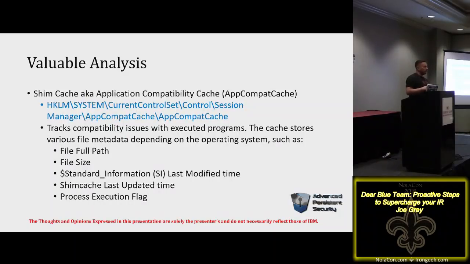Another one, the shimcache, also known as the application compatibility cache. It's going to check the compatibility of applications. You're going to find out when it was run the first time and every time subsequently after that. You're going to find out things like the full path, standard information, process execution flag, all sorts of stuff. Again, this is another gold mine.